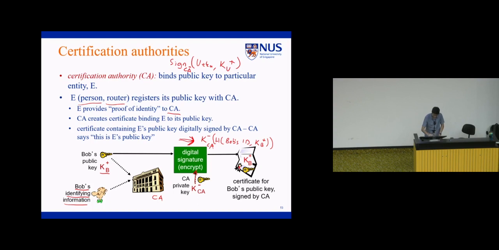In other words, you need to apply KCA plus to this so that you can obtain whatever's inside, and then you hash Bob's ID and Bob's public key to see if that is equal to what's there in the rectangle. Hash of Bob's ID and KB+.